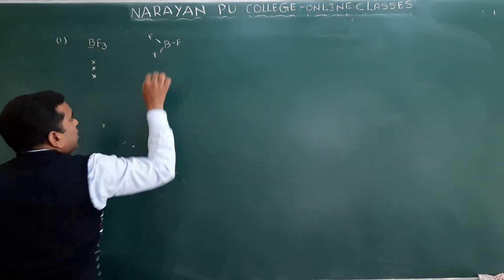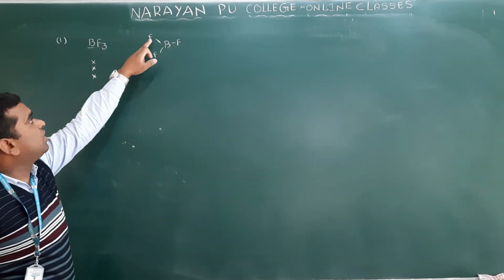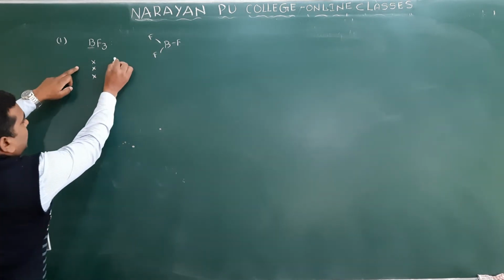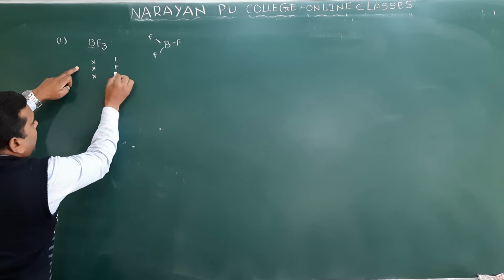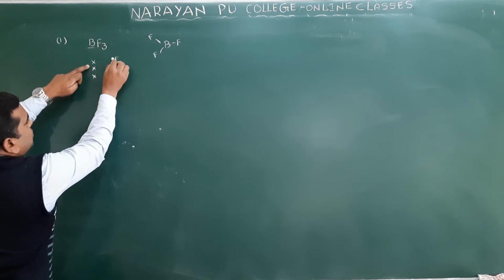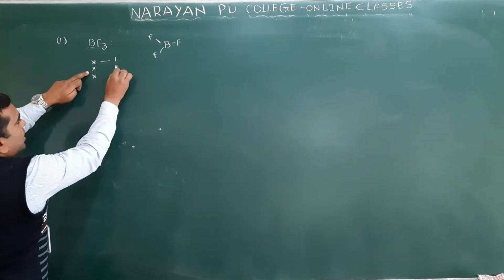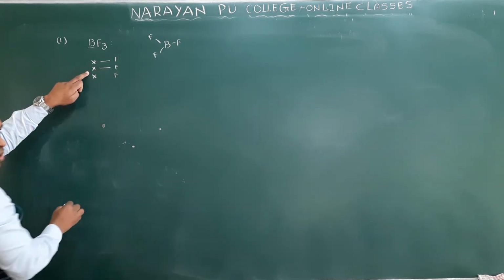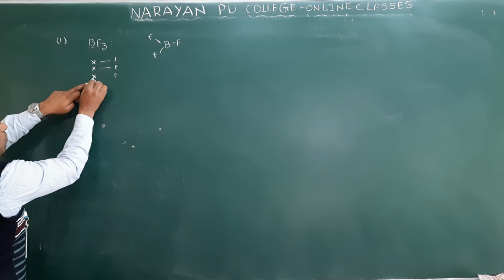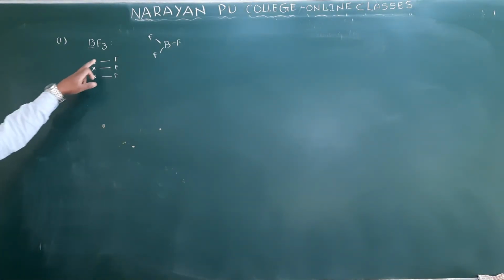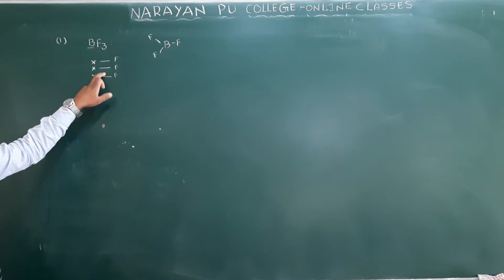Each fluorine forms 1 bond. 1 bond means fluorine will give 1 electron. Boron has to give 1 electron. So that's why here 3 fluorine atoms are there. Fluorine gives 1 electron, boron gives 1 electron, 1 bond. Fluorine gives 1 electron, boron gives 1 electron, 1 bond. Clear? So these will be called as what here?